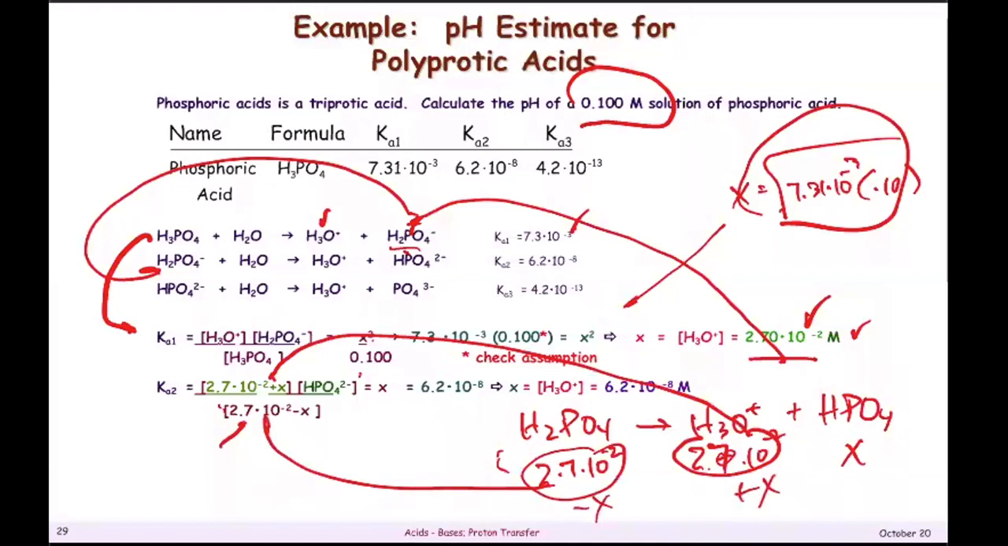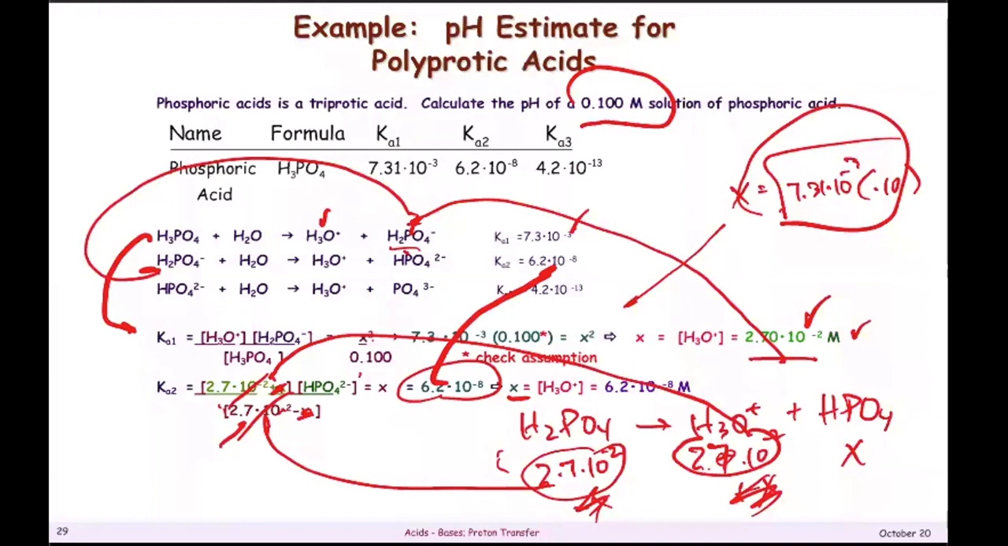But again, the equilibrium constant is so small that you can ignore these X. It simplifies to 2.7 times 10 to the minus 2 divided by 2.7 times 10 to the minus 2. They cancel. So look what happens to the X value. The X value, the second hydronium concentration, is just equal to Ka2. It comes from the math because of the simplifying assumption.